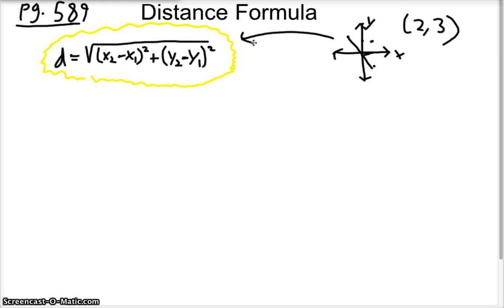So here's how it works. Here's our example straight out of the book. It says find the distance between the points -2, 1 and 4, 3.